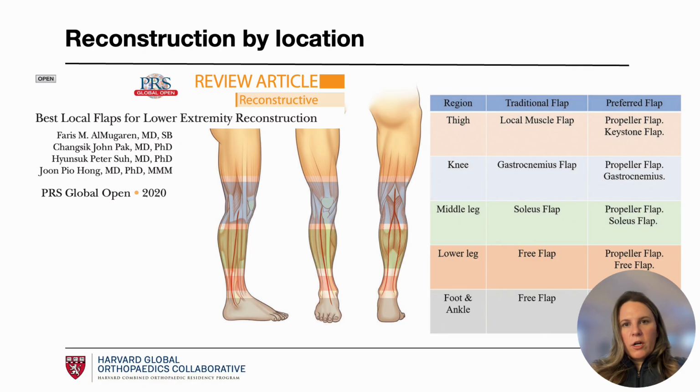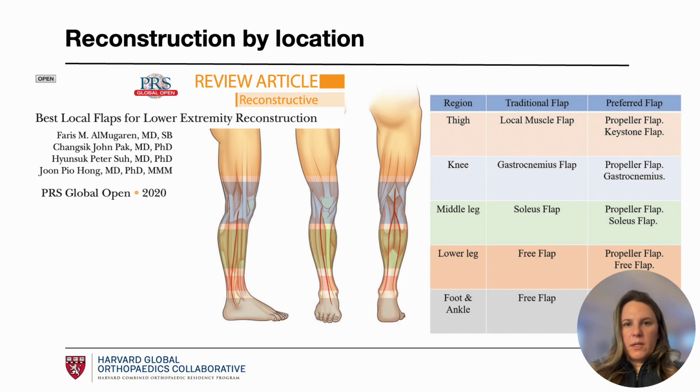So now we're going to turn our attention to lower extremity soft tissue flap reconstruction. This article from PRS Go, published in 2020, does a really nice job of summarizing different options. In the right most column, they talked about the preferred flap, but honestly, I think the traditional flaps are still the workhorse for most surgeons performing lower extremity reconstruction, as propeller flaps and free flaps certainly require a higher level of resources and surgical experience.